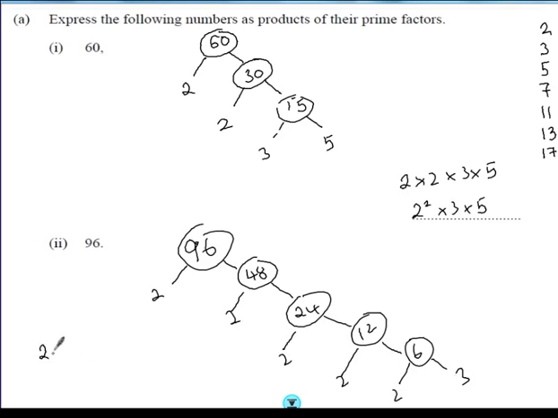Let's write that: 2 times 2 times 2 times 2 times 2 times 3. Just check that works. 2 times 2 is 4, times 2 is 8, times 2 is 16, times 2 is 32, and 3 times 32 is 96. So I've checked that it does work.